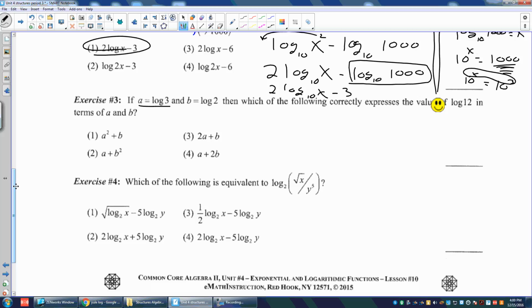If a equals log 3 and b equals log of 2, they're all base 10, then which of the following expressions have a value of log of 12? We got to figure out what log of 12 is. Okay, I know how to do this. So we have to use our rules. Is 12 a perfect square, perfect cube, anything like that?